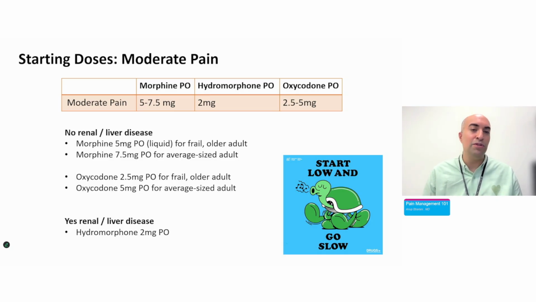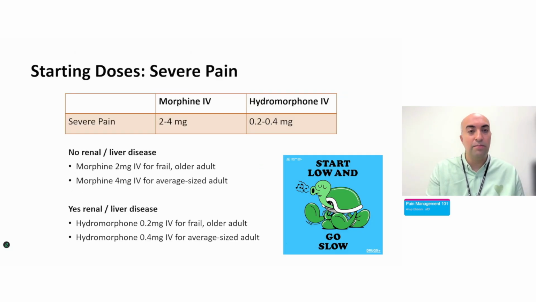Most of the time, people will use half of a 15 milligram pill, break it in half, and use 7.5 as a starting dose. If someone has end organ dysfunction, starting with Dilaudid or hydromorphone, we recommend 2, although it does come in 1 milligram as well. And for severe pain, 2 to 4 of IV morphine, 0.2 to 0.4 of IV Dilaudid. So it should be easy to remember: 2 to 4, 2 to 4.